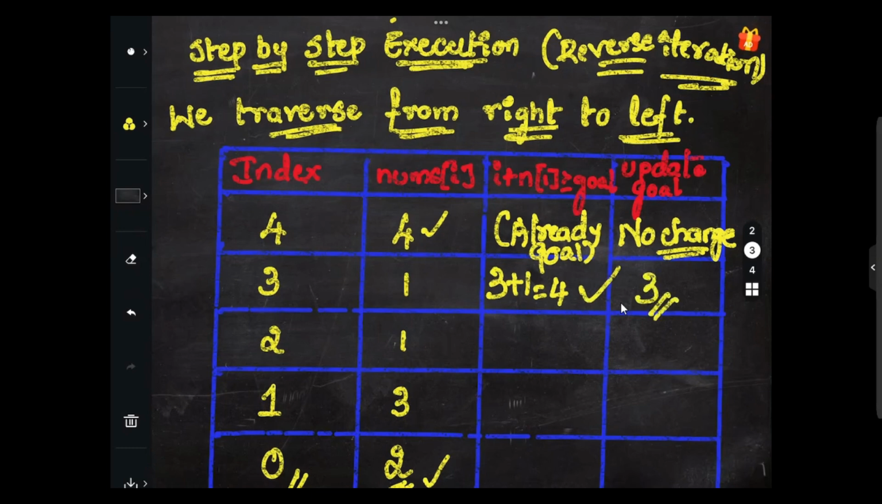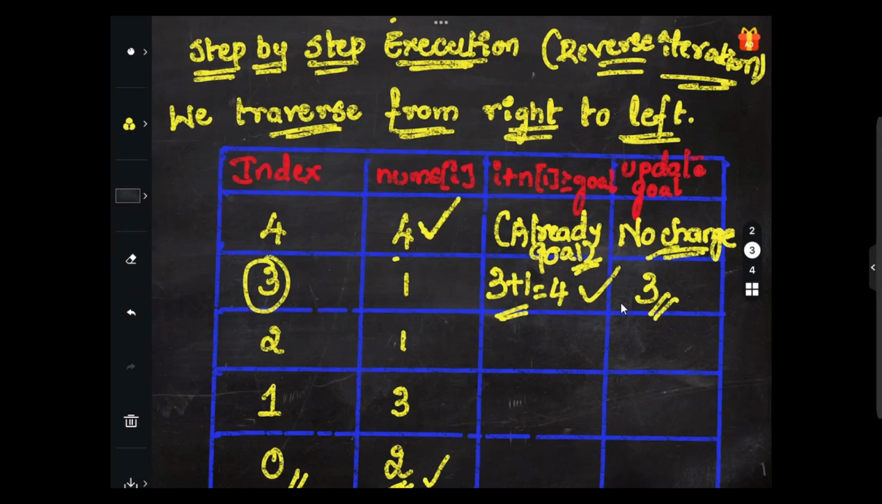So if it is greater than or equal to goal, goal is 4 here. In this case, goal is 4 initially. So it is already at the goal, no change. So 3 plus 1, 4. 4 is greater than or equal to 4 we will consider here in this case. Yes, 4 is equal to 4, right? So then in this case, we will update the goal to 3.